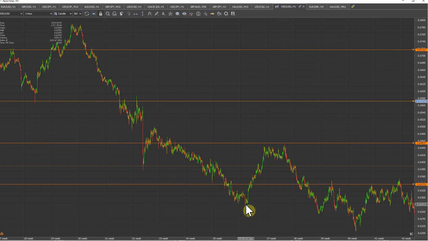Bulls wouldn't accept the price to go lower, so they broke it up above this key level. So they retested the next key level up. Price is rejected, and they pushed price back down to the key level where it came from.